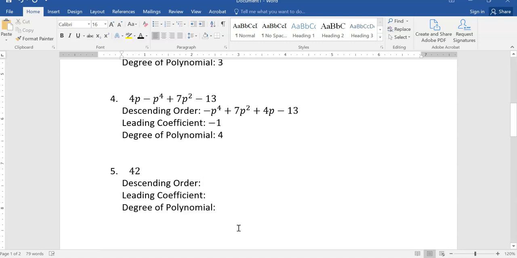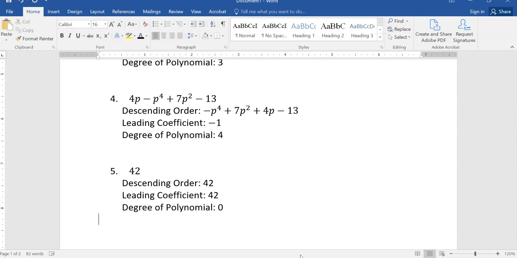42 in descending order is just 42. Nothing really extravagant there. Leading coefficient, again, 42. Degree of the polynomial is 0. There are no exponents in that. So this shows a couple of points. Sometimes a polynomial is already written in descending order, so you don't have to do anything with it. This one was a monomial, so the degree of the term was the same as the degree of the polynomial. And there you go.